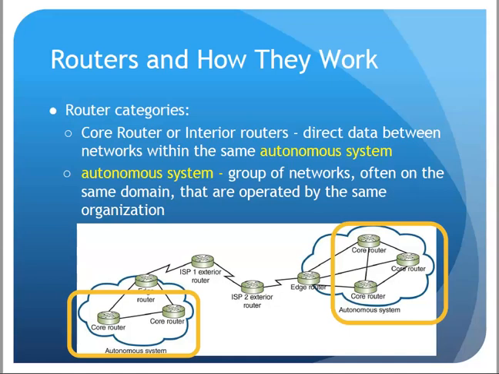There are some different router categories: core, interior, and then as well the exterior. Core interior routers direct traffic between networks within the same autonomous system. An autonomous system is a group of networks, often by the same domain, operated by the same organization.